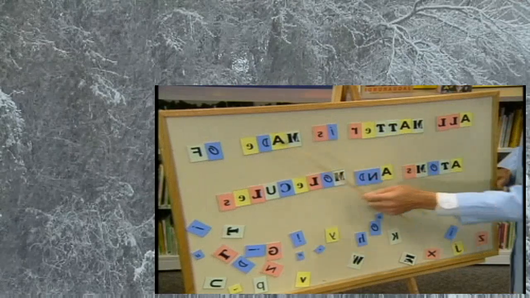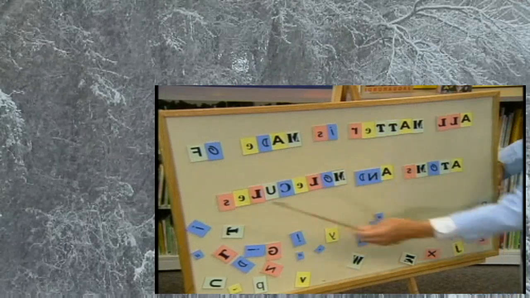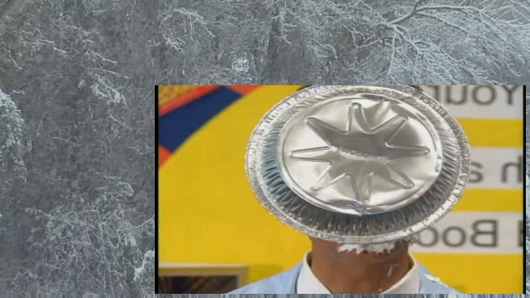All matter is made of atoms and molecules. Hey, science guy. Huh? Even a banana cream pie? Oh yeah, even a banana cream pie.